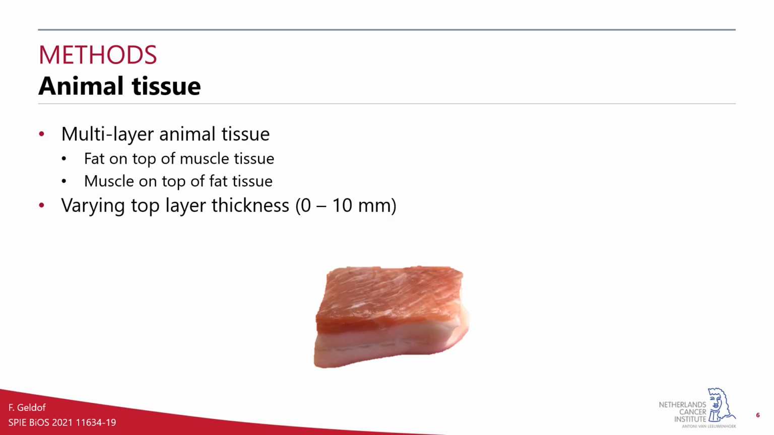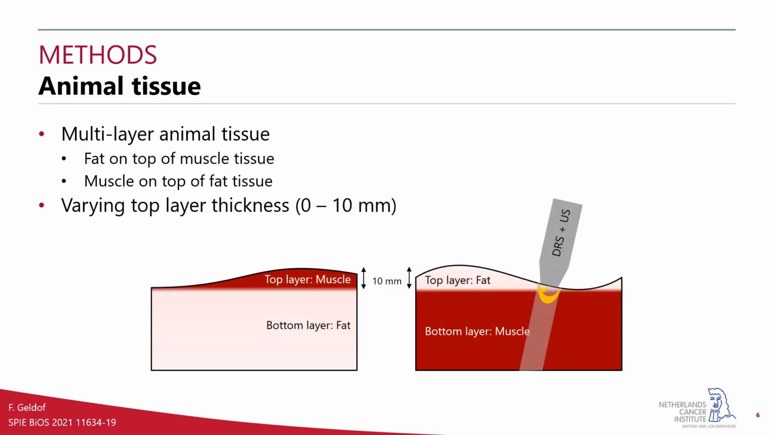To examine the feasibility of this concept, we started with an animal tissue study. Two types of multi-layered animal tissue were used: muscle tissue with a top layer of fat and fat tissue with a top layer of muscle, and that one you can see in the current image. The top layer thickness of these tissue structures varied between 0 and 10 millimeters.